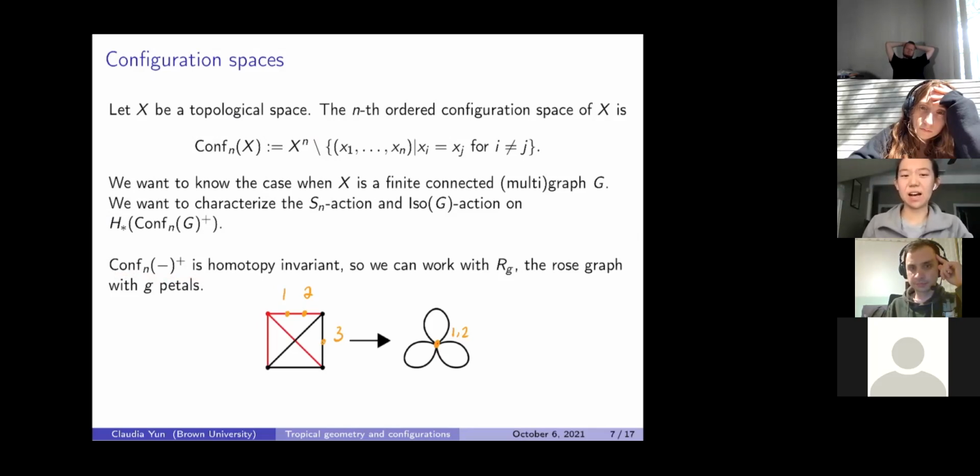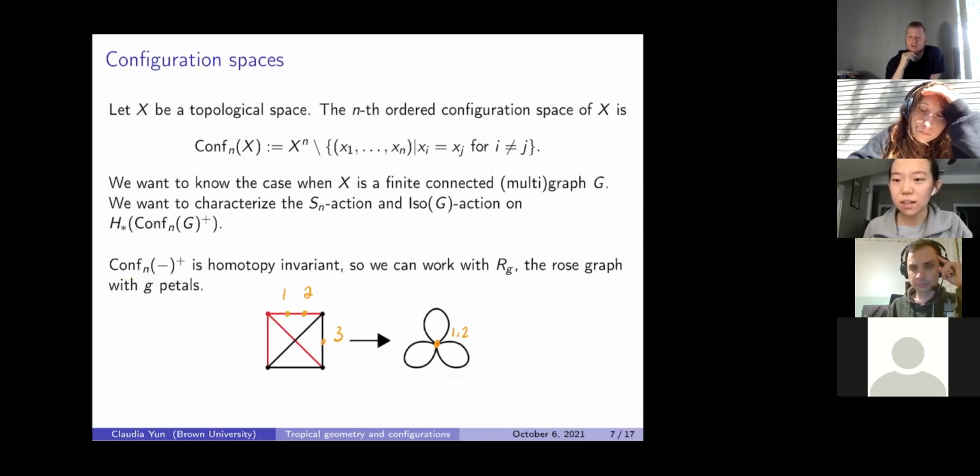Before we were asking, how do we do this for every different G? But now, since we know every connected graph is homotopy equivalent to a wedge of spheres, we don't have to look at a bazillion different Gs. We can just look at how to compute the homology of the compactified configuration on the rose graph with G petals. And R_G is exactly a wedge of G circles. So from now on, I'll mostly be talking about the story with conf_n of R_G compactified.